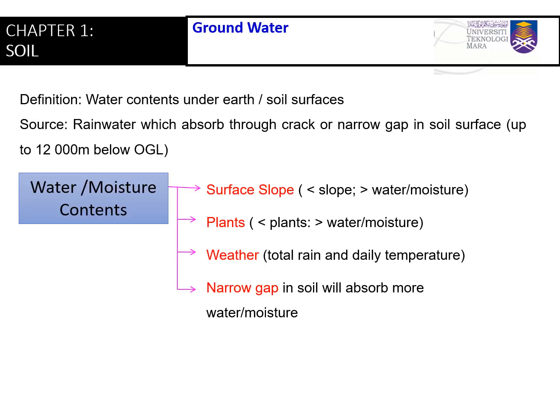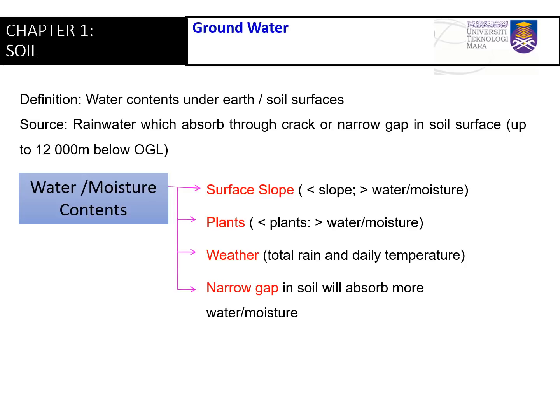Weather, total rain, and daily temperature, like I've mentioned. So when you do the Prop Macintosh, if one day before that it rains really heavily, probably it's easy for the rods to go in, because the soil is soaked up with the rainwater. So if it rains, then you will have more water.